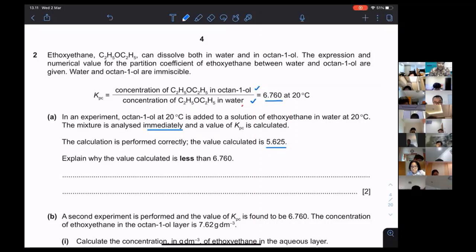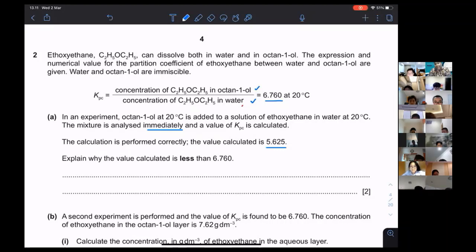Now we need to explain why the value is not the same. Any idea, anyone? Because they do it immediately, it doesn't have time to dissolve in octane 1-ol. Have you tried this question before? No. Okay, good. If you can get this, then it's very good. But you need to make some changes to that answer in order to get the mark.